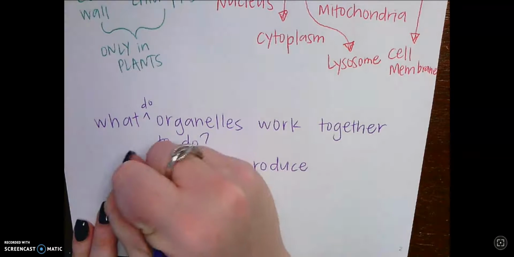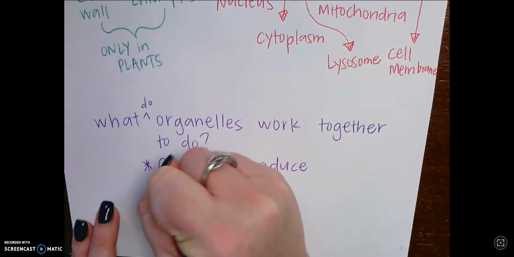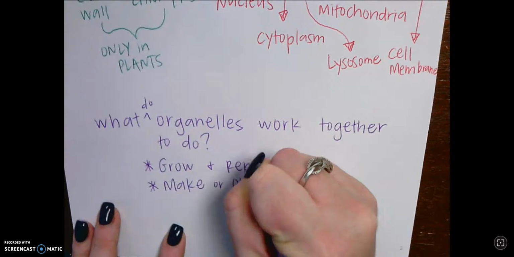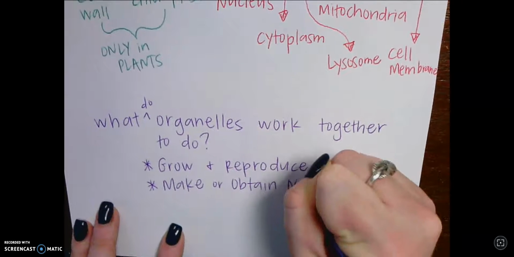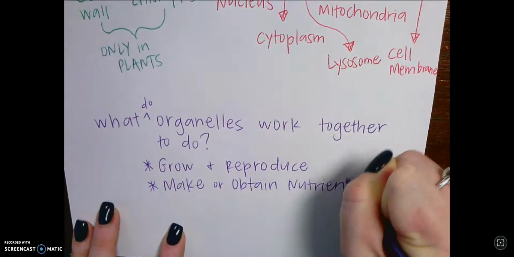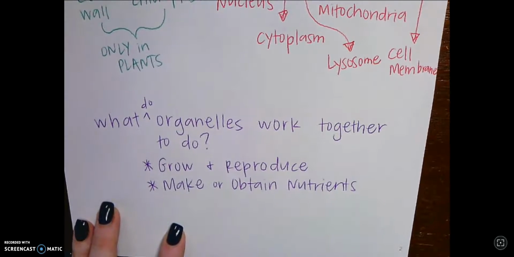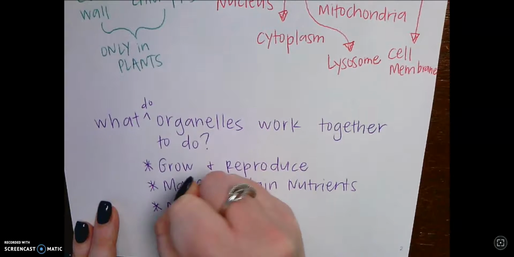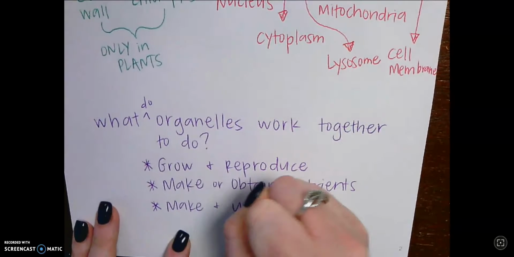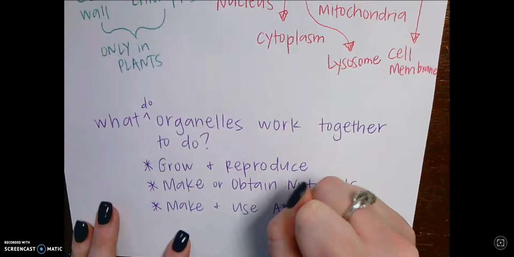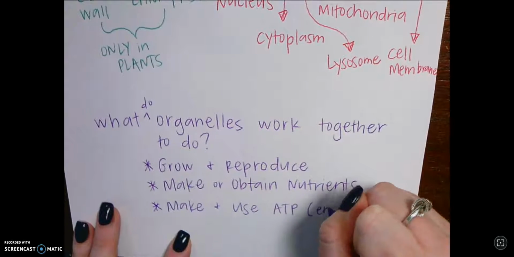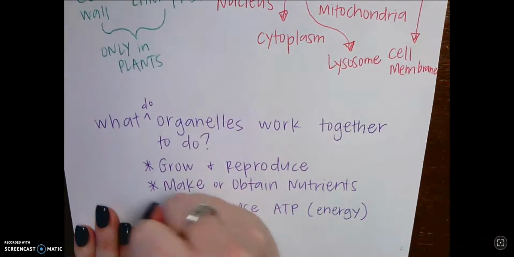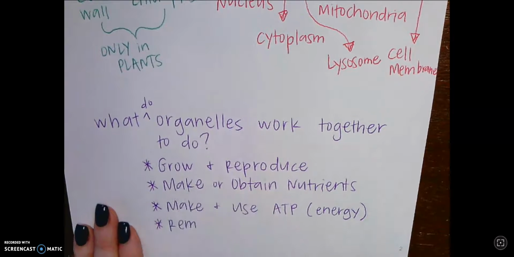They also have to be able to make or obtain nutrients. They also have to be able to make and use ATP or cell energy. They have to be able to remove waste as well.